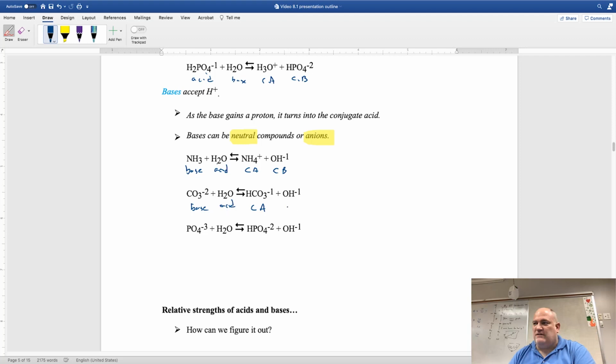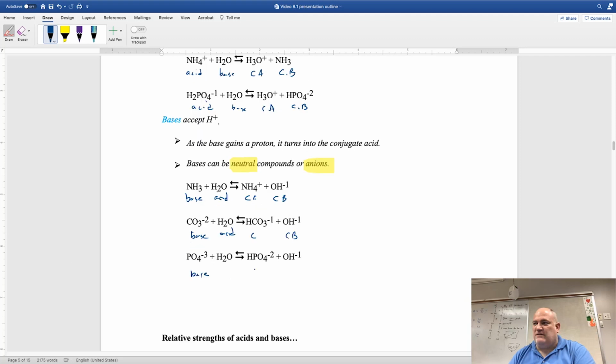And what does it become? It becomes over here the conjugate base. And then lastly, this is the base. What does it become over here? It just becomes a conjugate acid. And similarly, since this base has to give something to an acid, it's going to become a conjugate base over here.